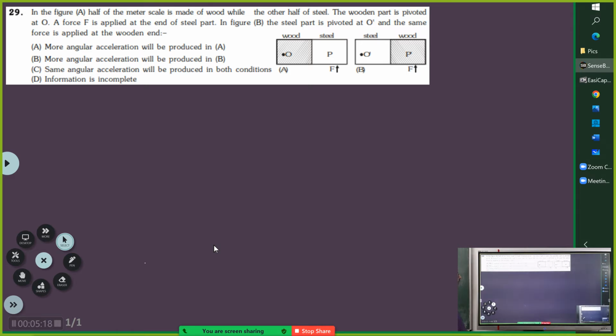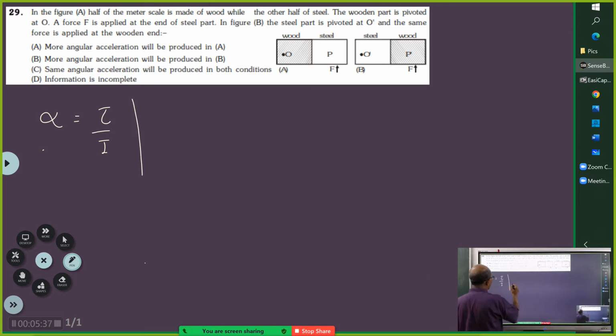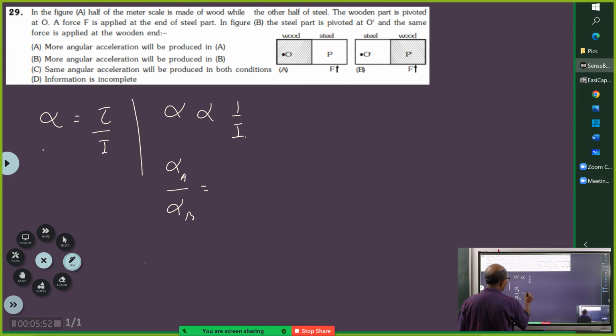More angular acceleration. Don't take so much time. Angular acceleration is tau by I. So here tau is fixed. So angular acceleration is inversely proportional to moment of inertia. Okay, so the case A: alpha A upon alpha B is equal to IB upon IA.